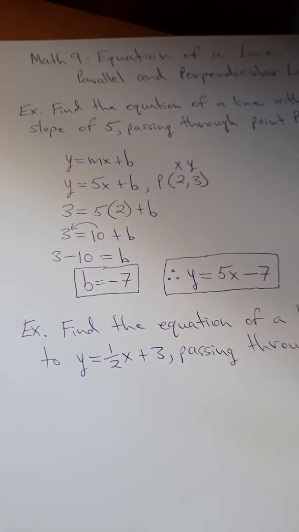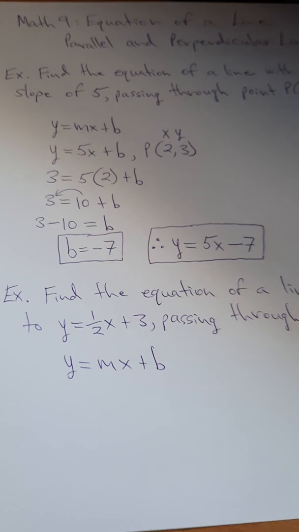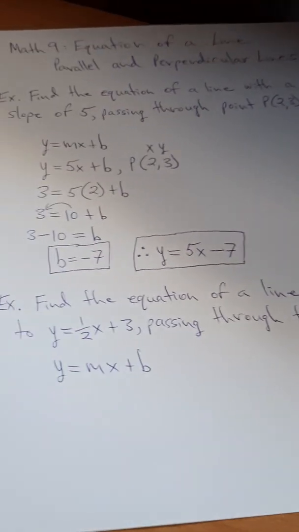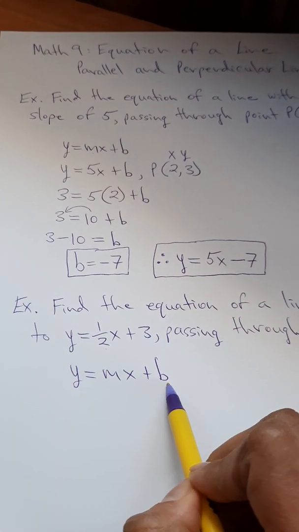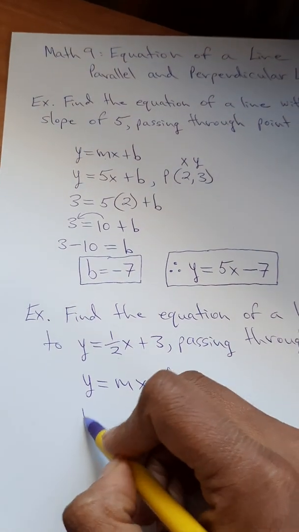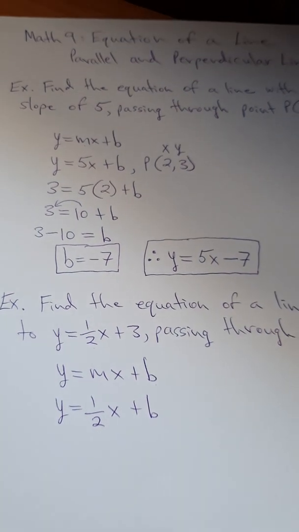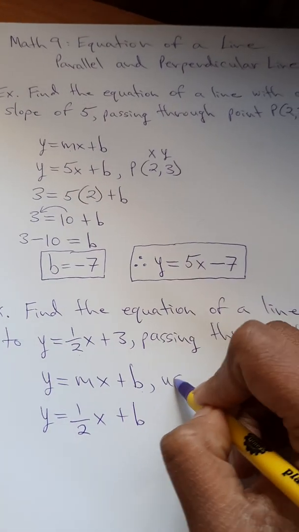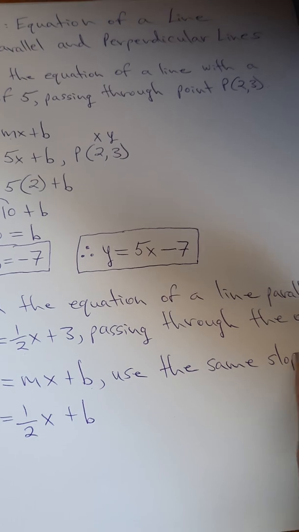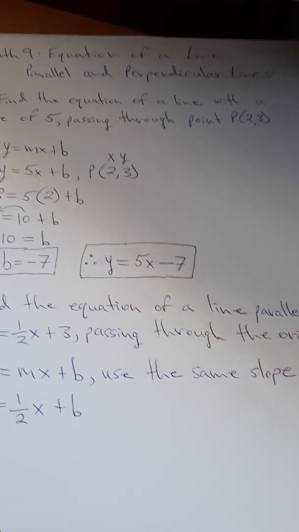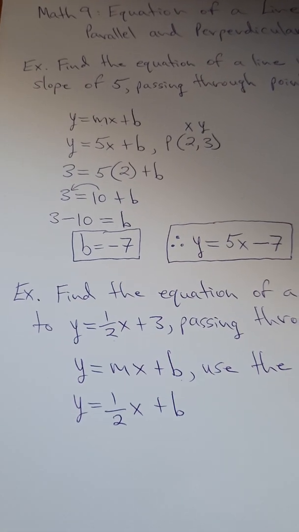Now say I'm doing this question. I'm going to do y equals mx plus b. Because the equation of this line has to be parallel to the line they give me, the slope of this line is 1/2. For my line, because it's parallel to this line, it has to have the same slope. So we're going to do 1/2 x plus b. Let's make a note: use the same slope. That's when you see the lines are parallel. Remember, they're going in the same direction, so the slope has to be the same. They're never going to meet each other.